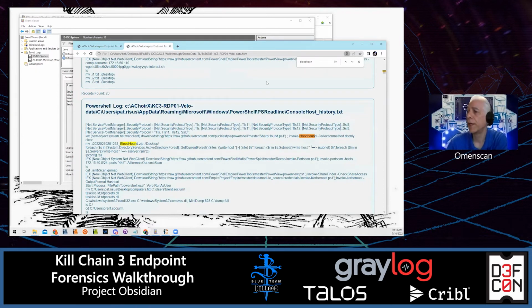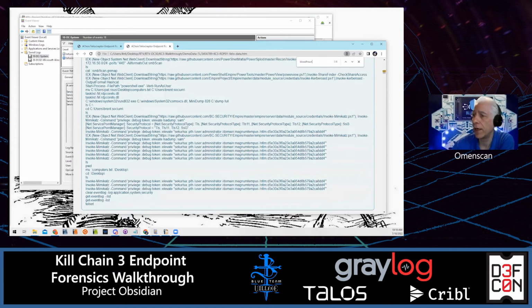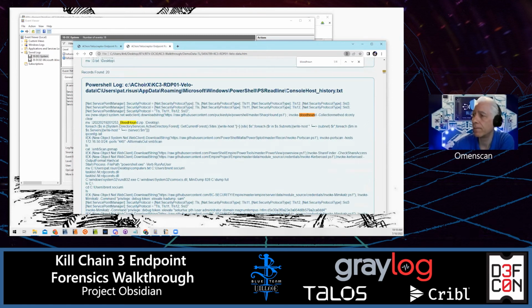And here we see that Velociraptor collected the PowerShell console history of Pat Rhesus. And this reporting tool simply shows the activity that was in that console history. And here we see the execution of Bloodhound, and then the file name that it was saved under. And this gives us information on, if we look at that file, when that was run.